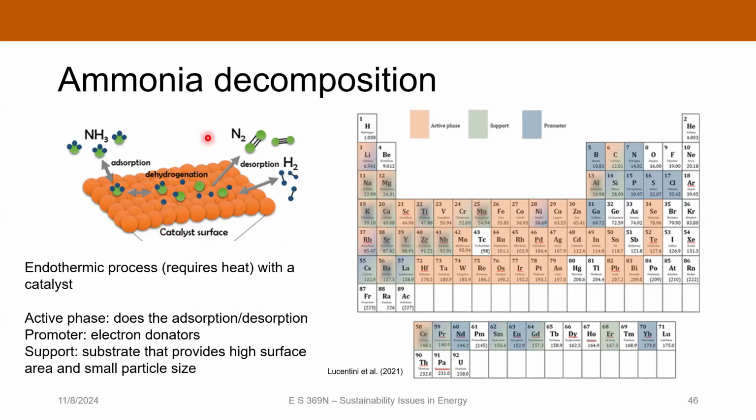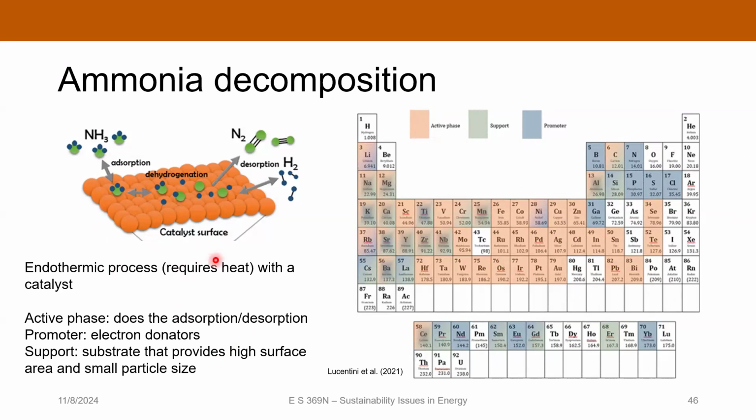And these catalysts are a bit more complicated. They have to have three components. Okay, there's an active phase, which provides the sites for the adsorption and desorption. There's a promoter, which is an electron donor, which allows the hydrogen and the nitrogen to split apart. And then there's a support, which is basically just the solid material that the active phase and promoter are attached to. So it gives it high surface area, small particle size, and so you get more adsorption sites. And so there's a variety of different materials that can actually act as the different components of the dehydrogenation catalyst.